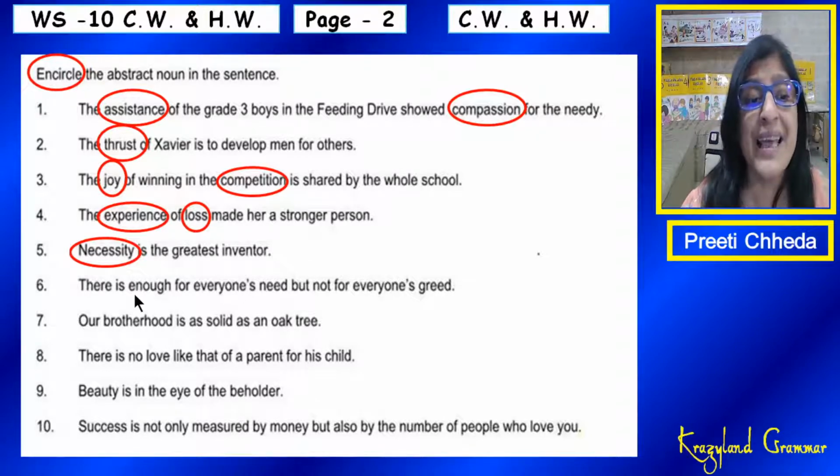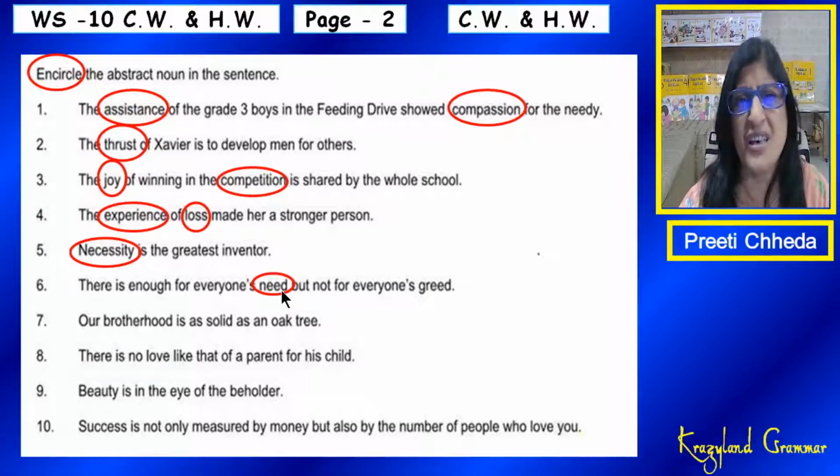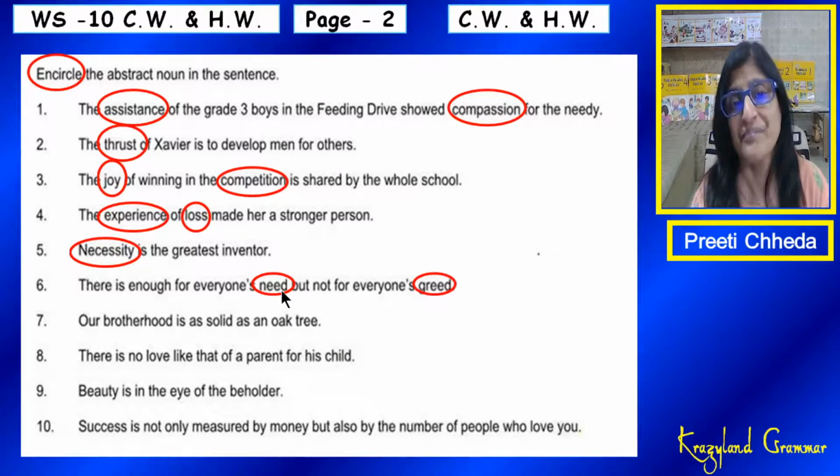So there is no enough, no for nahi, everyone's need. Yes, need is જરૂરત. તો જરૂરત માટે બહુ છે, enough છે આપણી પાસે, but not for everyone's greed. Greed means લાલચ. જરૂરત માટે તો બધું જ છે, બધું જ મળી રહે, બધું જ sufficient છે, but if there is a greed, લાલચ, it's not sufficient for anybody's greed.